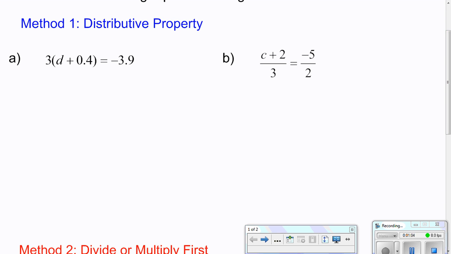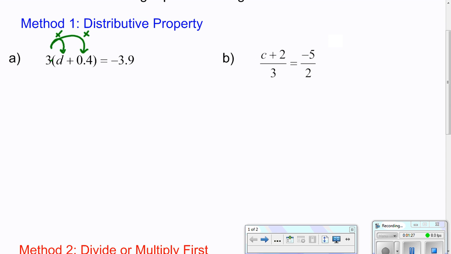The distributive property says that if you have a coefficient outside of a bracket, like the 3, it must be multiplied, or distributed, to every term within the bracket. So that means we're going to go 3 times d, and we're going to go 3 times 0.4. If there was a third term, we would multiply it to the third term inside the bracket. So there are 2 terms, so we multiply it twice.